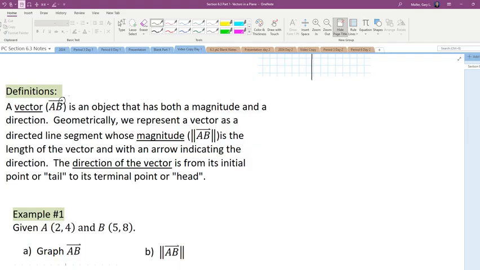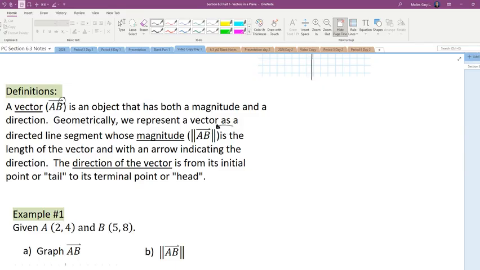Geometrically, we represent a vector as a directed line segment that has a magnitude. The length, the magnitude of the vector, is indicated with these double absolute value symbols. So that's the length of the vector, with an arrow indicating the direction. The direction of the vector is from its initial point or tail to the terminal point or the head.